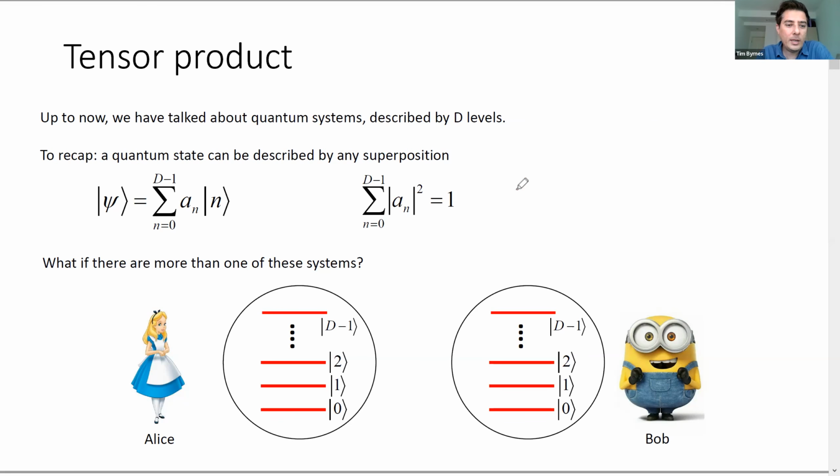In general, on one quantum system, we know how to write down the wave function. It looks something like this. It's a vector that's a sum of these d different levels, with levels going from 0 to d minus 1, and these are normalized in this way.